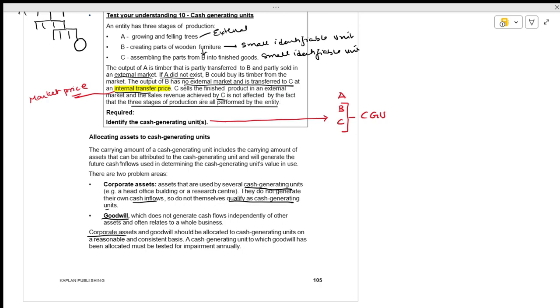Corporate assets and goodwill should be allocated to cash generating units on a reasonable and consistent basis. That means you have to be very, very sensitive with respect to corporate assets and goodwill. A cash generating unit to which goodwill has been allocated must be tested for impairment annually.